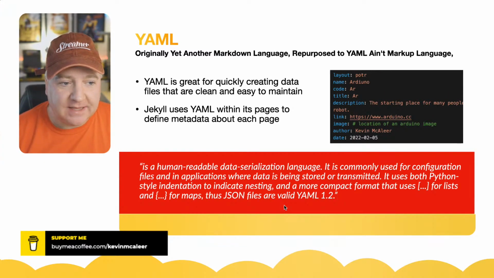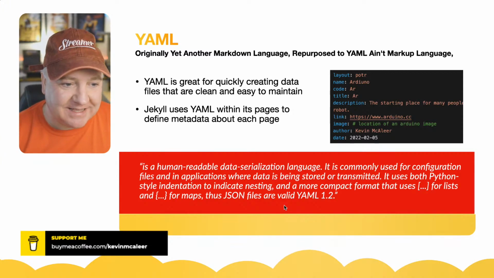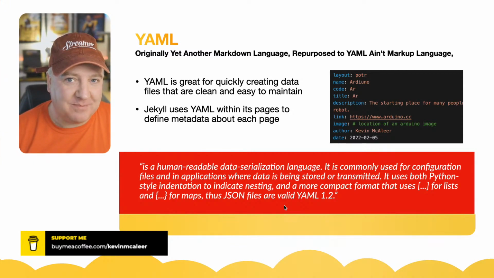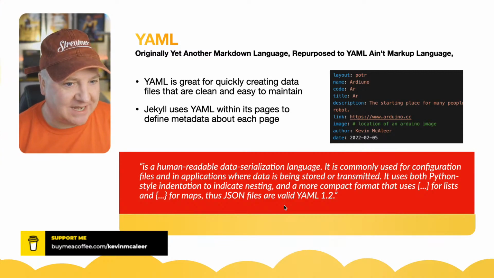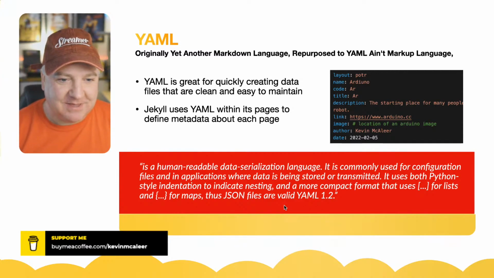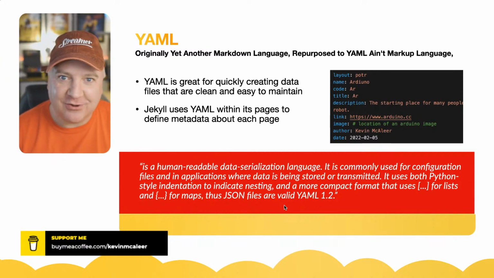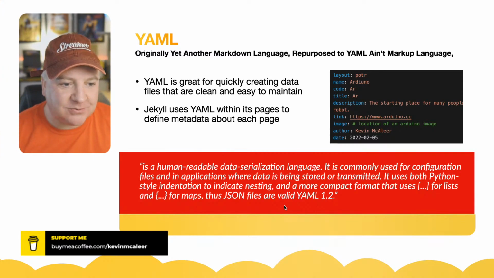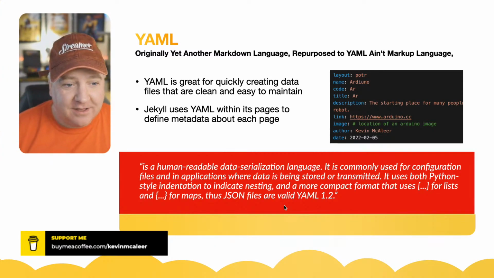Now, YAML started out as being yet another markup language, and then when it became more popular, they made it a bit more serious and repurposed it to "YAML Ain't Markup Language," which is a recursive name, which I like. YAML is really great for creating data files that are clean and easy to maintain. Again, you can see it looks very similar to Markdown. It's just nice, clean text.